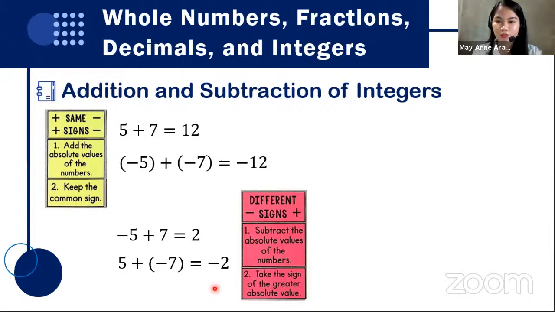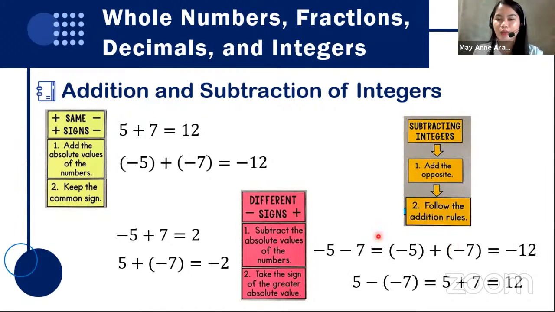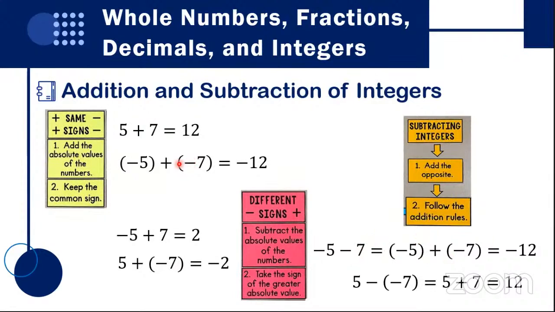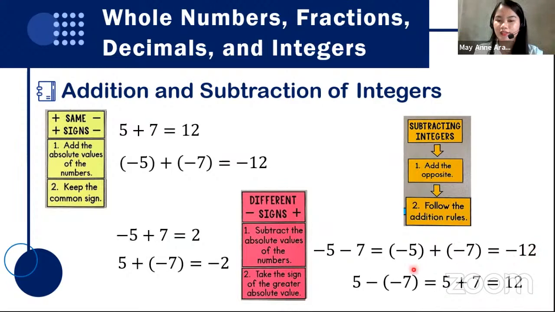Okay, for subtraction, we just add the opposite and follow the addition rules. Negative 5 minus negative 7 is going to be written like this, same with this. You have negative 5 plus negative 7 is negative 12. And if you encounter this type of expression or equation, you just need to distribute the negative sign. So you have 5, negative times negative is positive. So you have 5 plus 7 is equal to 12.